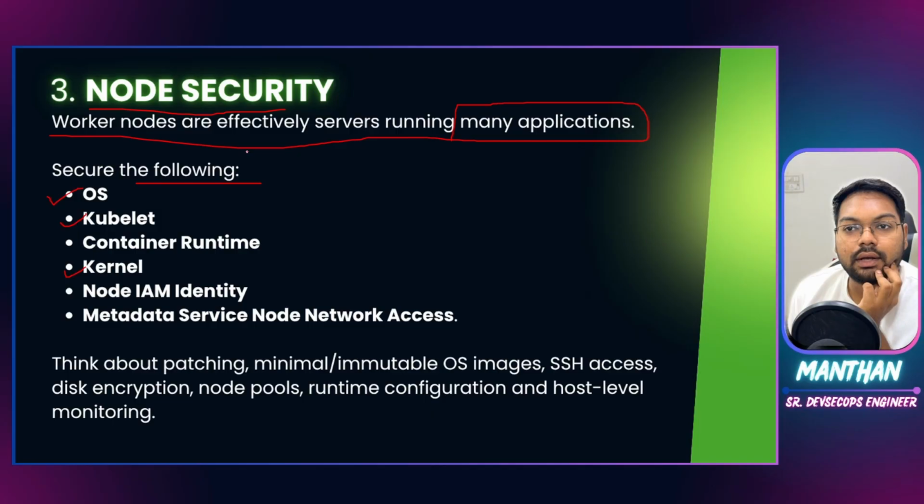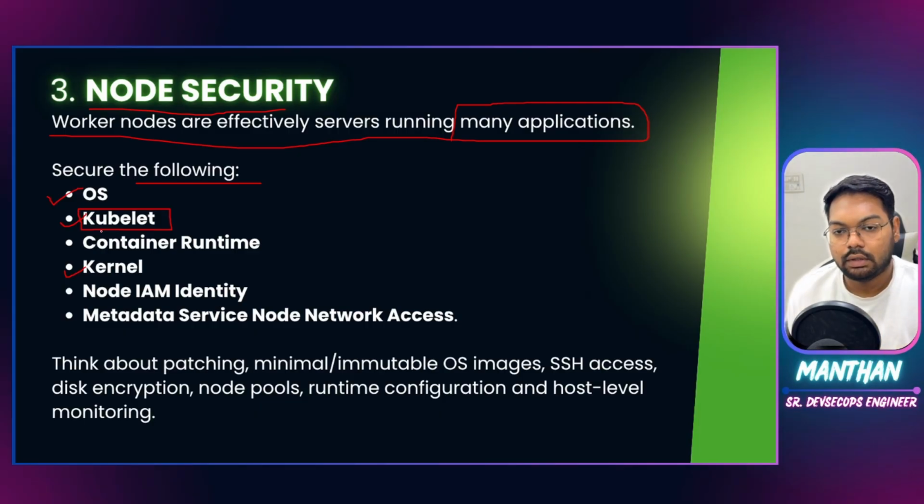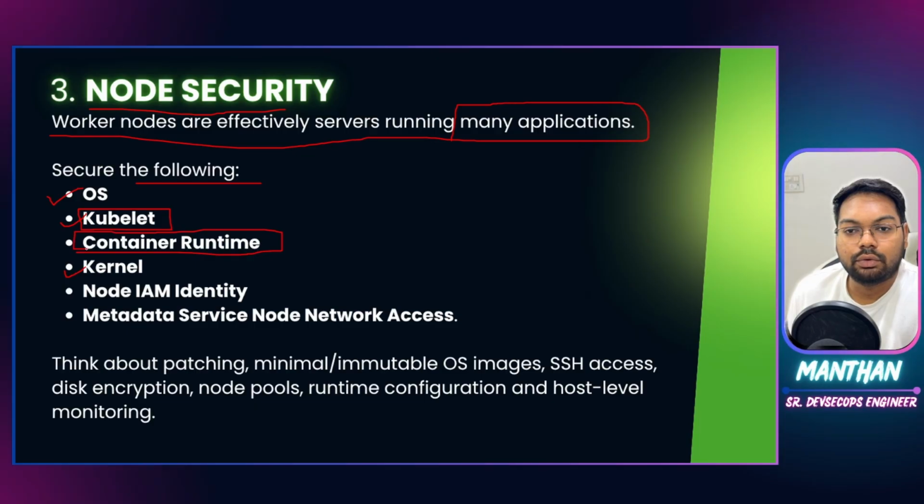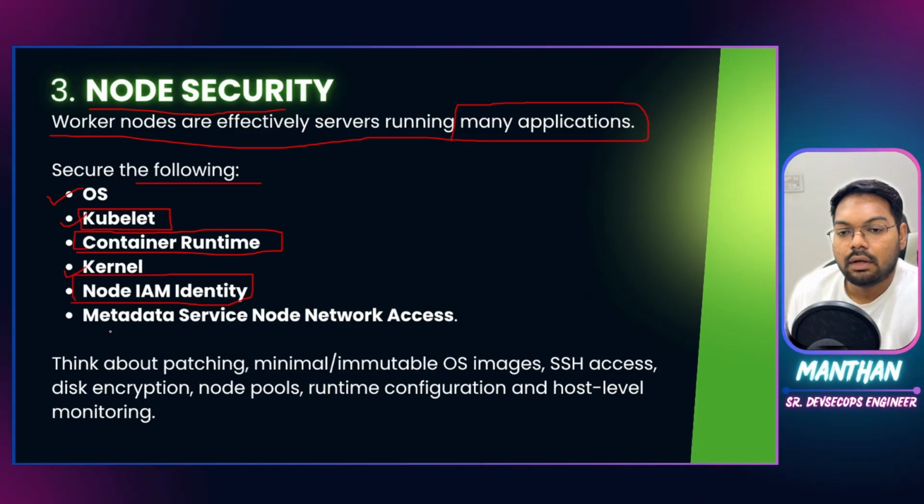Kubelet is the component that sits in every worker node. You need to secure that kubelet from being accessible to anyone other than the API server. Then the container runtime, because runtime attacks could eventually happen if you are working on containers with certain privileges or elevated permissions. Then the node IAM identity, the access to these nodes using IAM principles. Then the metadata service, node network access.